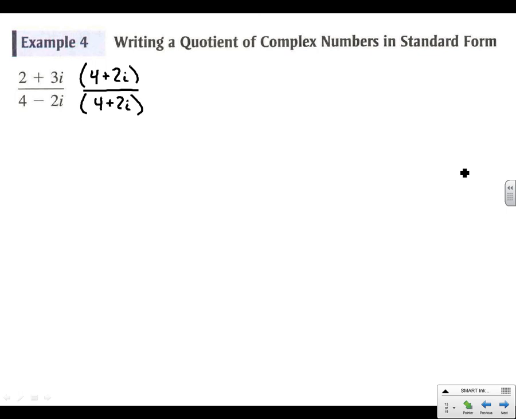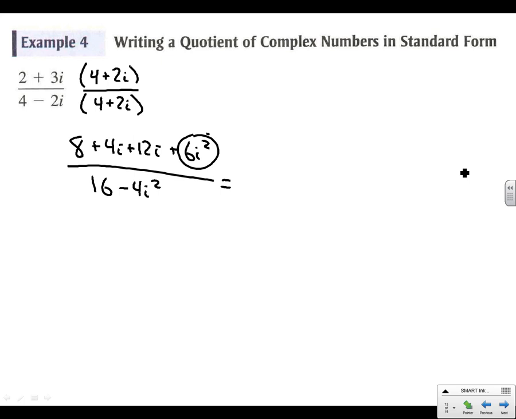So let's FOIL the top. 8 outside, 4i inside, 12i last, plus 6i squared, all over... this is going to be 16 minus 4i squared. We'll clean it up. And so we're going to have 8 minus 6, because remember this is going to turn into negative 6. So we'll have 2 plus 16i on top.